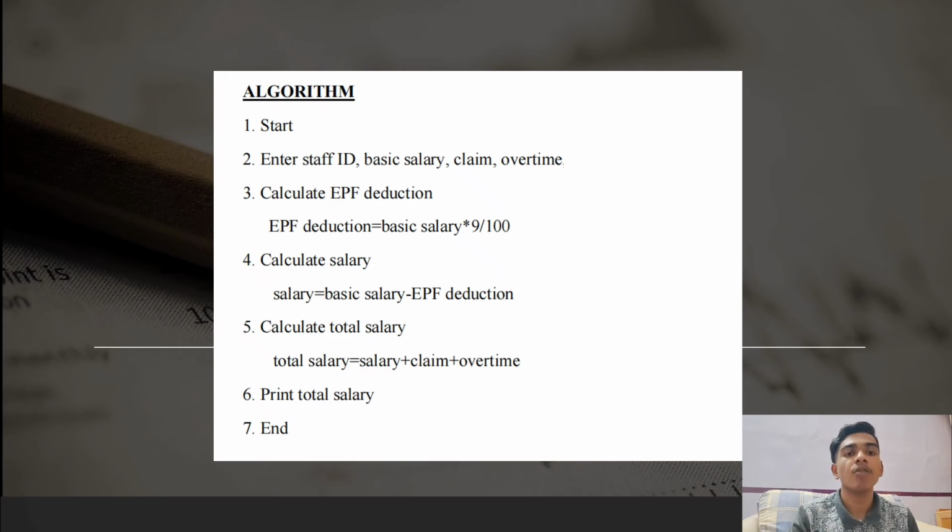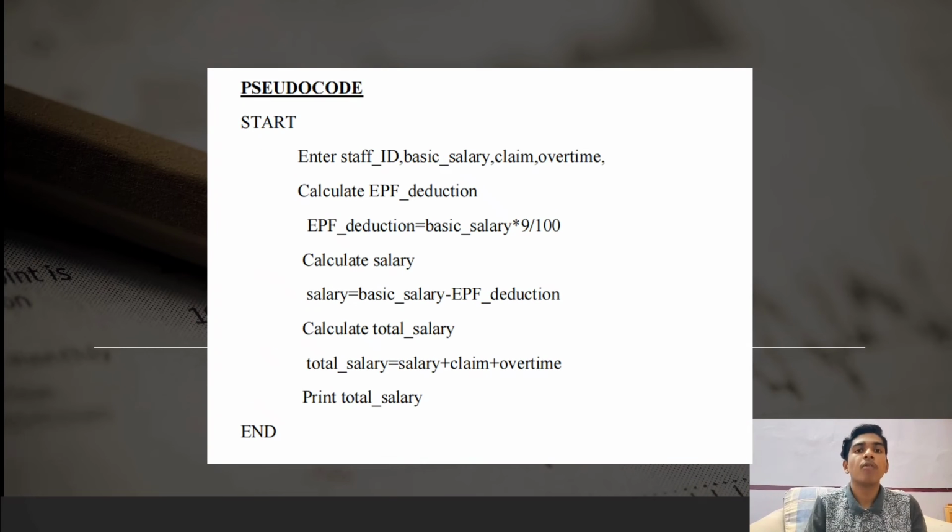Then step number 6, the output, we must put print total salary. Then step 7, end the algorithm. Now we are going to see the pseudocode for problem number 2. For the pseudocode, first you need to put start, followed by input: enter staff ID, basic salary, claim, overtime. Then to calculate EPF deduction, you must put the formula EPF deduction equals basic salary times 9/100, 9%.